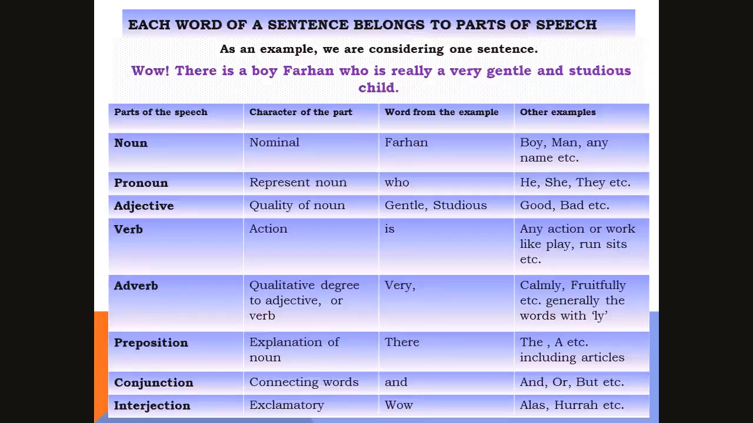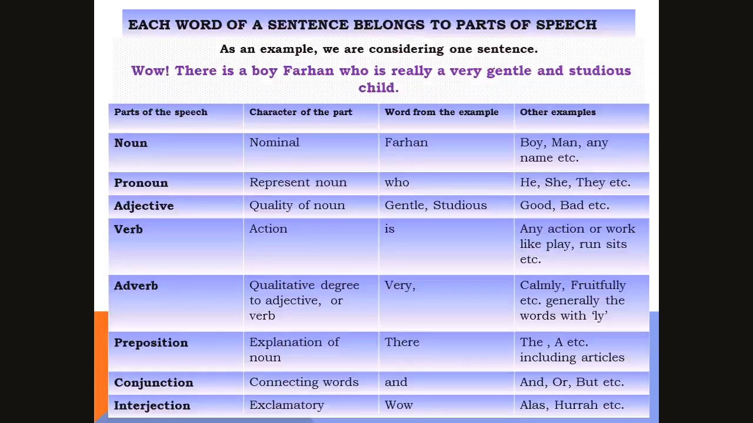This sentence also can be split into two sentences. Farhan is a very gentle boy or child, and another sentence you can say, Farhan is a studious child. These two sentences are connected with the word and. So and, or, but, all belong to conjunction because they are connecting sentences or words.